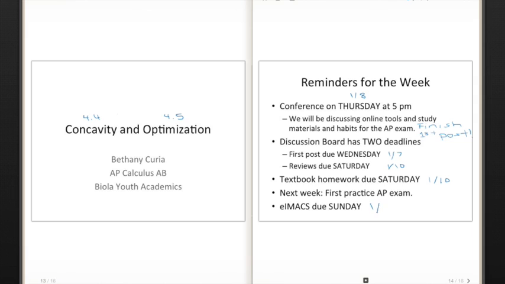Next week, you're going to be assigned your first practice AP exam, start to finish. You're not expected to get 100% on the exam. It will be graded based on completion, not accuracy. And then you do have an IMAX assignment due Sunday.